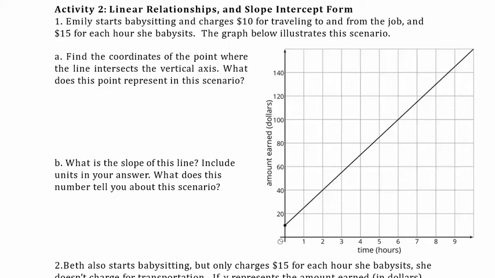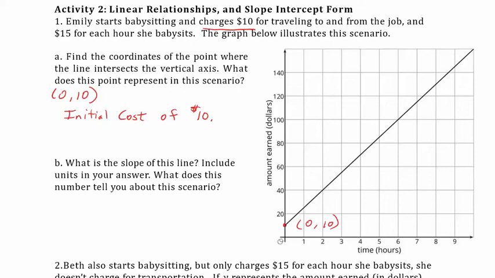Let's take a look at part A. So the coordinates of the point where it intersects the vertical axis is right here, which is over 0, up 10. So what does that point represent in the scenario? Well, it represents the fact that she charges $10 for traveling to the job. So we call this an initial cost, some kind of an upfront cost before the job even starts. So she has an initial cost. If you didn't write initial cost, that's fine. Maybe you wrote travel cost or something like that. That's fine.